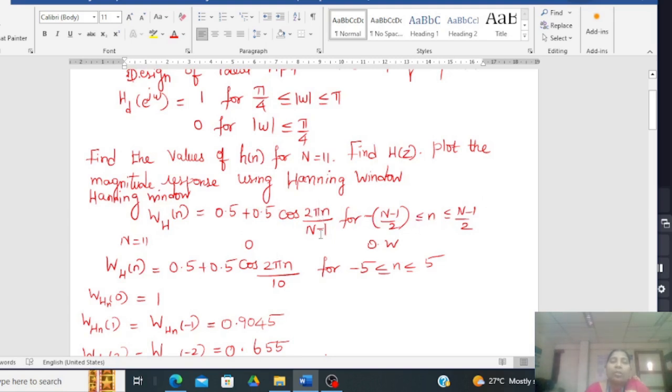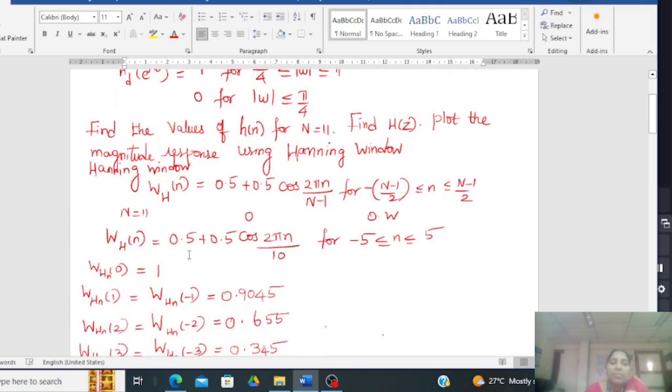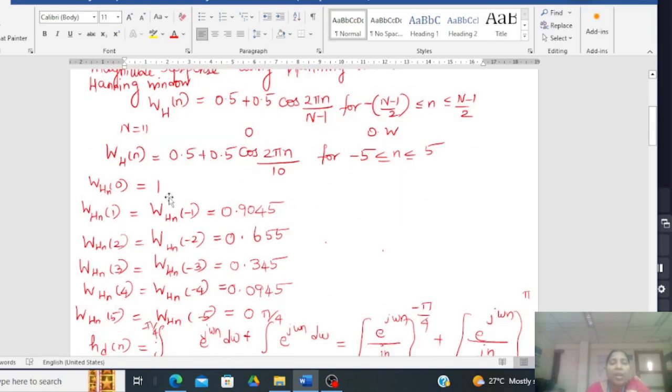So when you substitute N equal to 11, the formula becomes 0.5 plus 0.5 cos 2 pi n by 10, because N value when you substitute 11, it will be 11 minus 1, it is 10. For small n value also varies between minus pi to pi. Now in this equation, we have to substitute the n value varies between 0 to 5, and according to the symmetricity, 1 to 5 will be equivalent to minus 1 to minus 5. So we will be calculating the values for it.